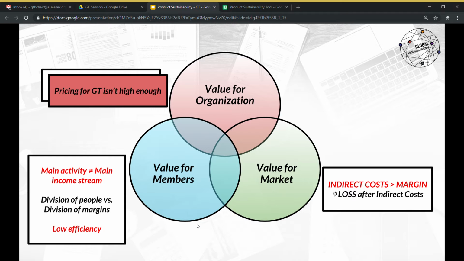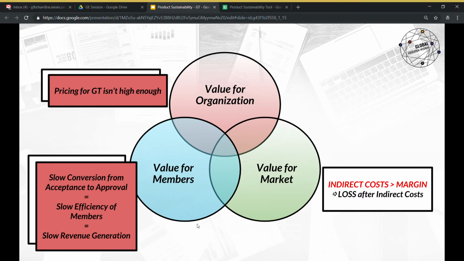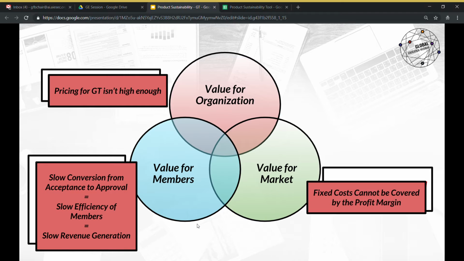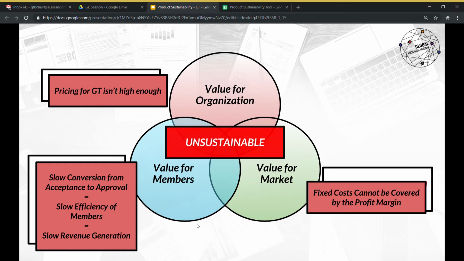So we want to have a pricing for GT. A sample of the negative perspective is that pricing for GT isn't high enough. Slow conversion from acceptance to approval would also mean slow efficiency of the members, which would also mean slow revenue generation, and fixed costs cannot be covered by the profit margin. This would mean that we are going to be unsustainable if these things happen, or even equivalent samples of these things.